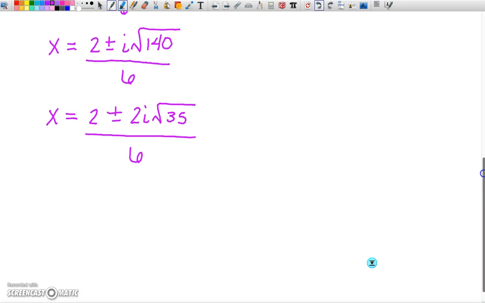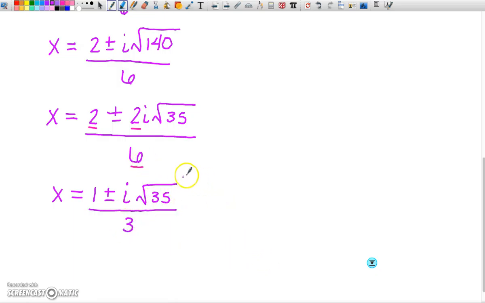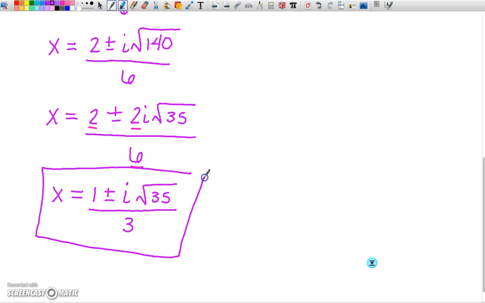If you have the graphing calculator, you can put it in that y equals section. And then we can simplify just a little bit further, because our 2, 6, and 2 are all divisible by 2. So 2 divided by 2 is 1. Plus or minus, 2 divided by 2 is 1, but we have i, so we don't write 1i. We just write i times the square root of 35. And then 6 divided by 2 is 3. And those would be your 2 answers for this problem here.